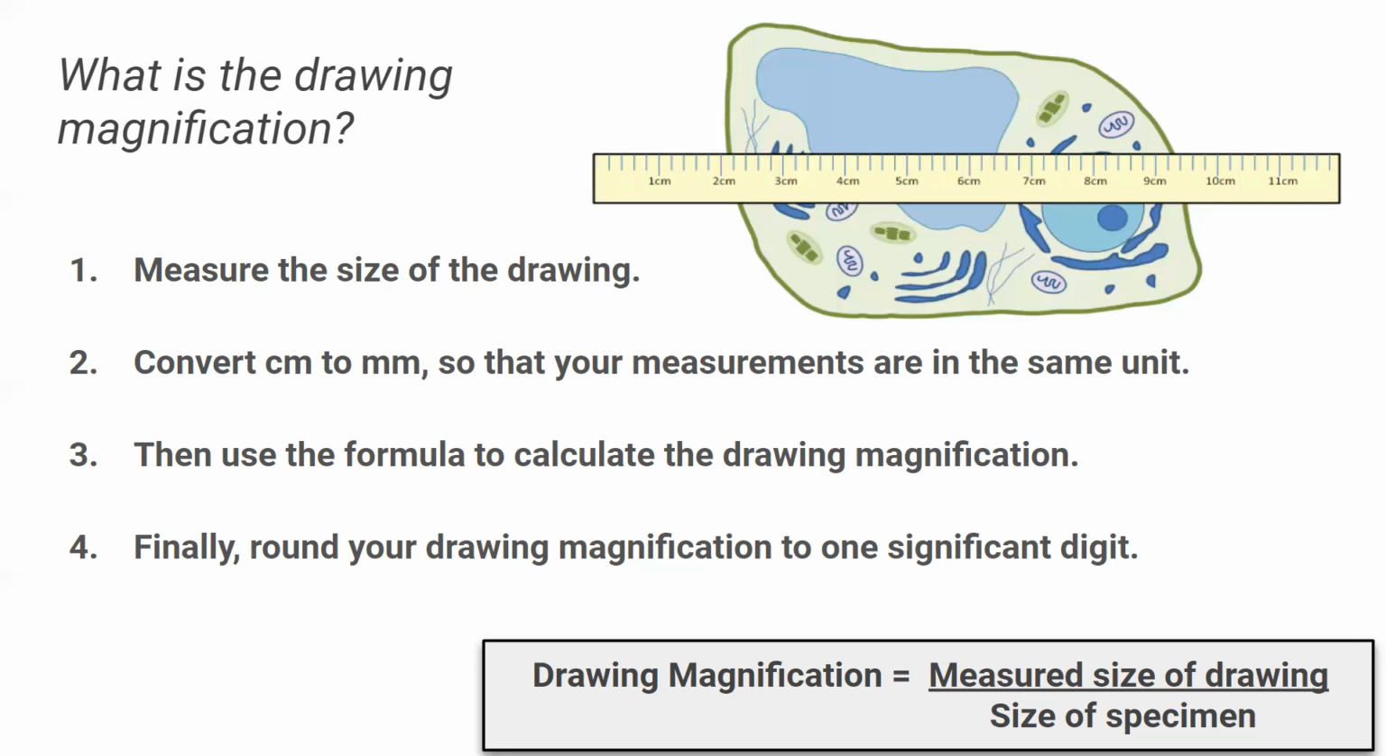Okay, so number 1, we measured and converted to millimeters. We have 7.6 millimeters, yes? Now we use our equation.